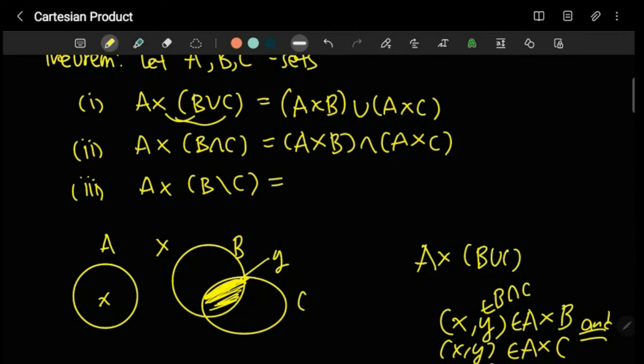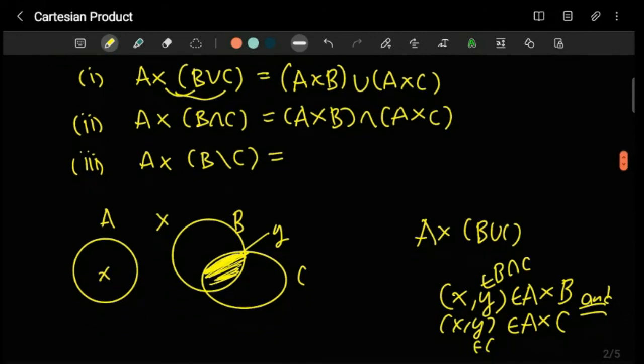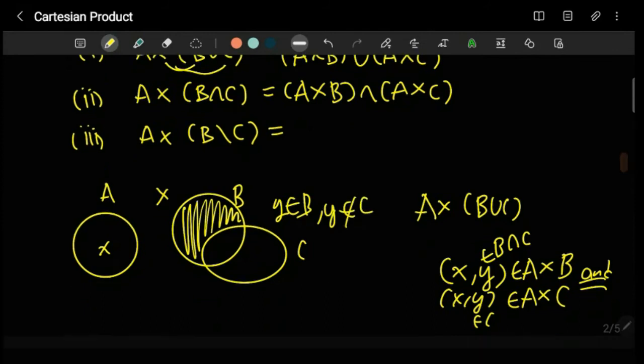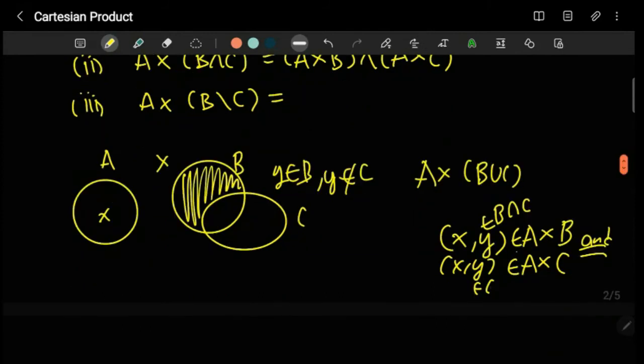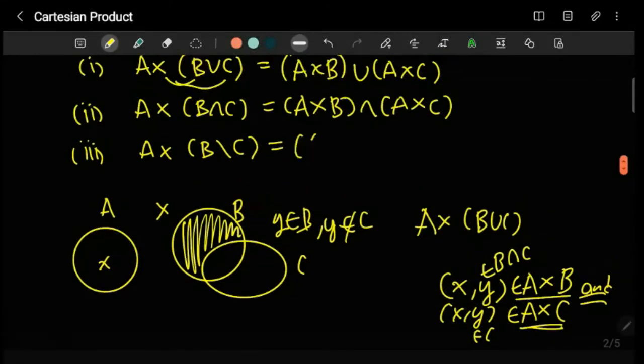And finally, if you have A Cartesian product with B except C, so where's B except C? B except C is anything in B outside C. So that means Y is in B, but it is not in C. So what happens here? It is in here, but it is not in the second set. So that means we have A times B except A times C.